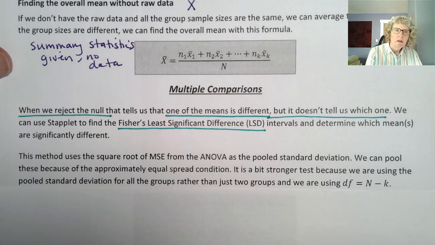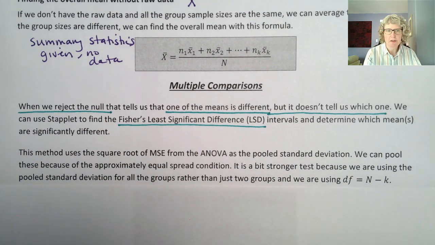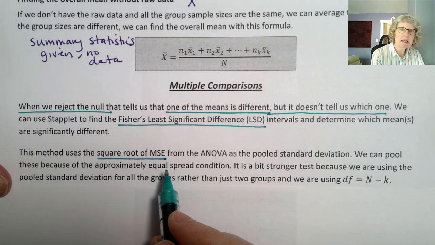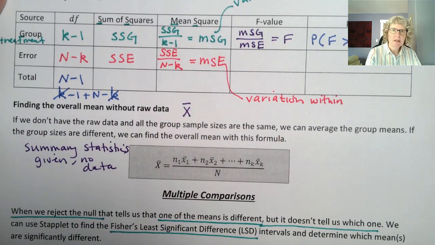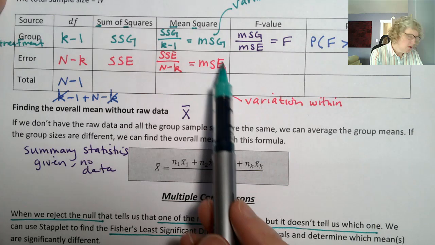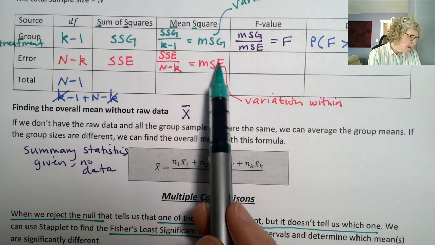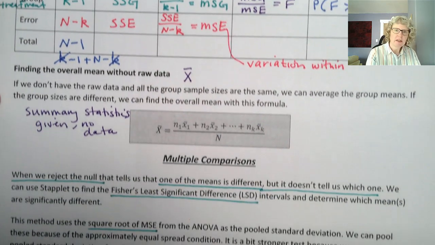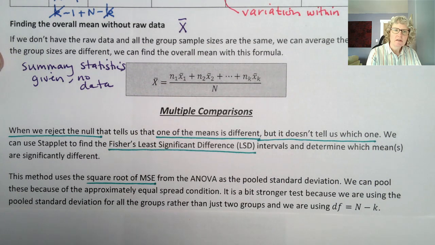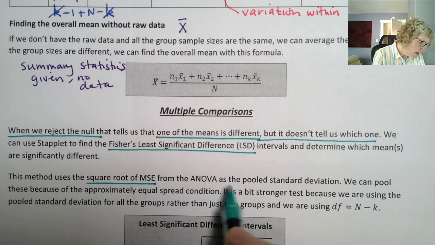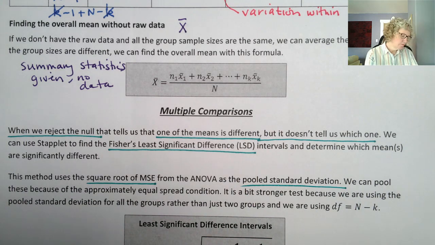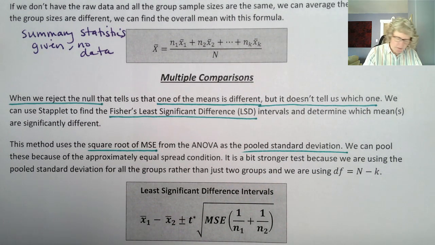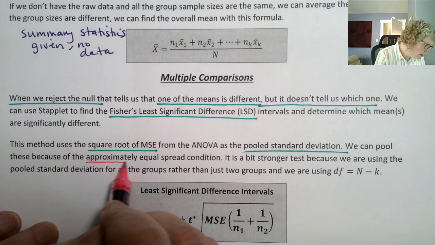So a little bit about this method, in case you're curious. This method uses the square root of the MSE. So let's go back up. What was the MSE again? MSE was the overall, remember, average, in quotes, average variation of all three groups, right? So that's a little interesting. It's using the square root of the MSE from the ANOVA as the pooled standard deviation. Okay, now we can kind of do this because we have this approximately equal spread condition.